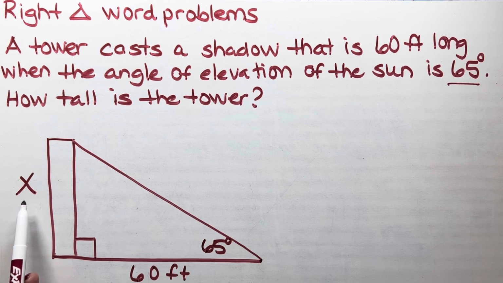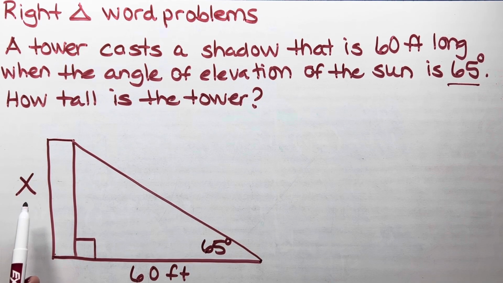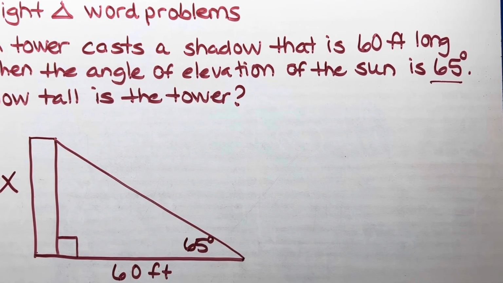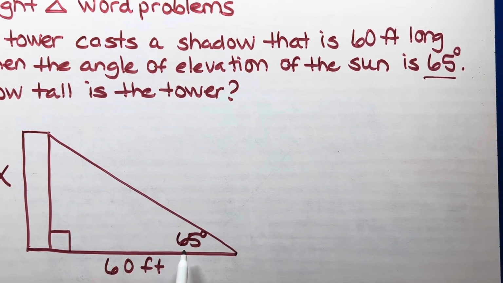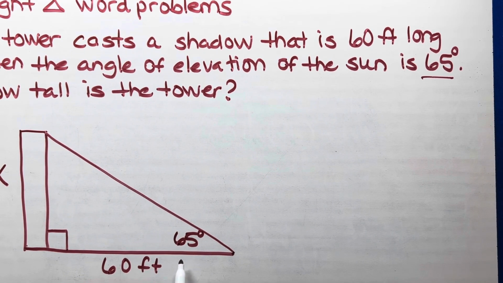So I have two pieces of numerical information and I know what side I'm supposed to find. That is enough information for me to go ahead and set up a trig equation. I cannot use special right triangles here because 65 degrees is not one of the angles in a special right triangle. So I'm just going to have to use a trig equation using ratios. With this angle 65, I need to figure out what sides I have.